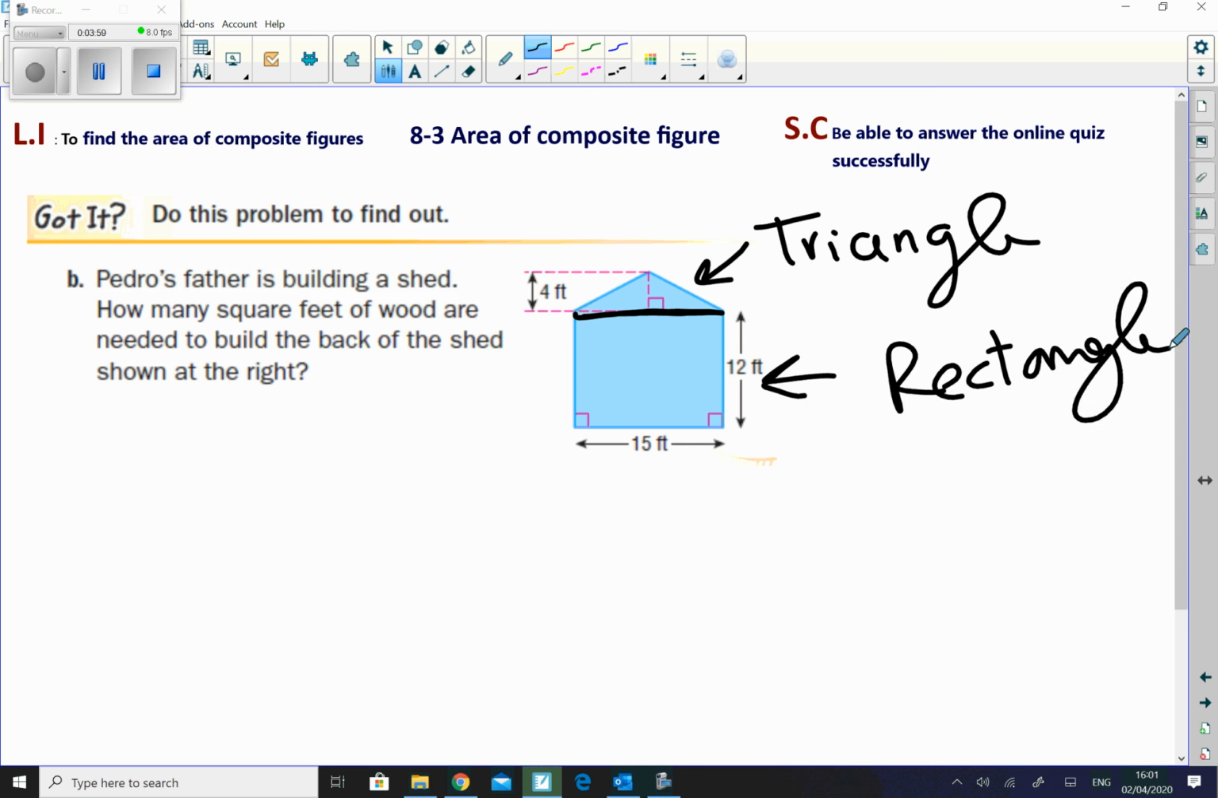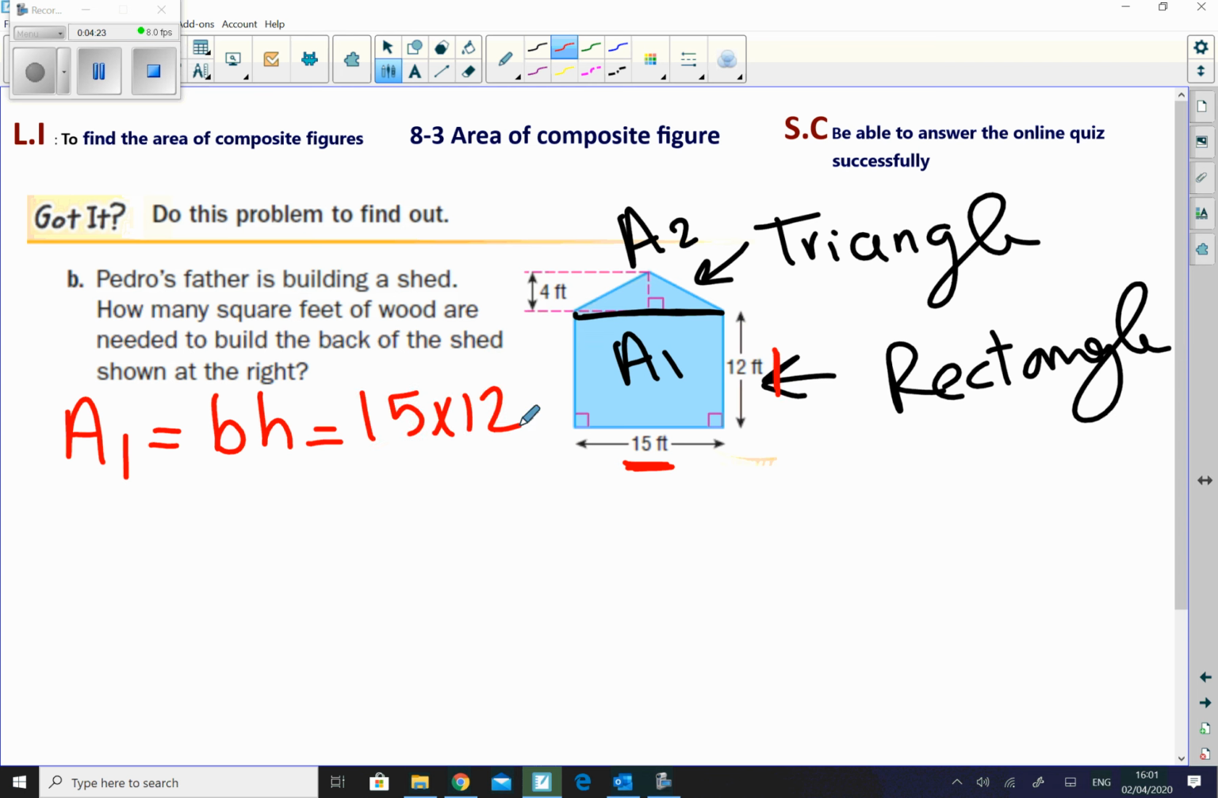Okay, let's see. I will name this one area 1, and I will name this area 2. And let's see what we are going to do. To find area 1, you need the rule of a rectangle. The area of a rectangle is base times height. That's the base and that's the height. So it's equal to 15 times 12, which is equal to 180 feet squared. That's area 1. I'm done with area 1.